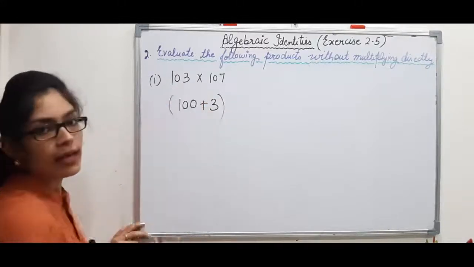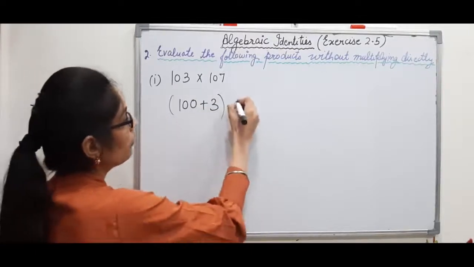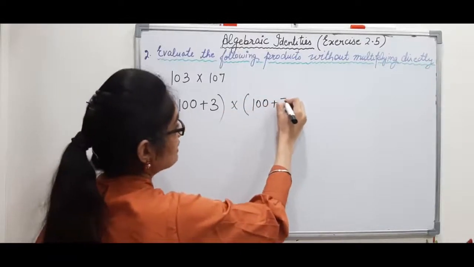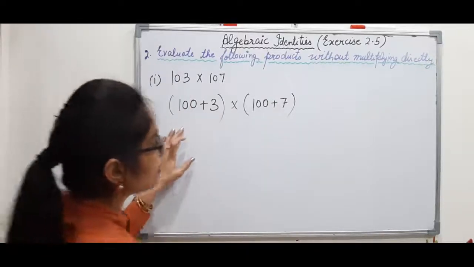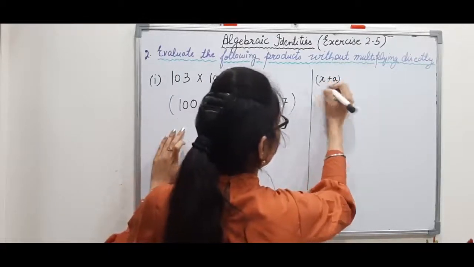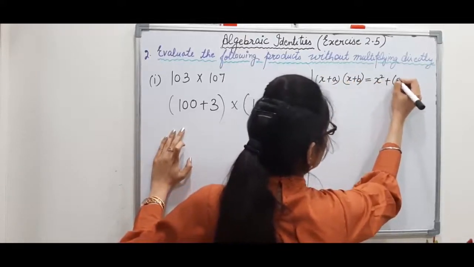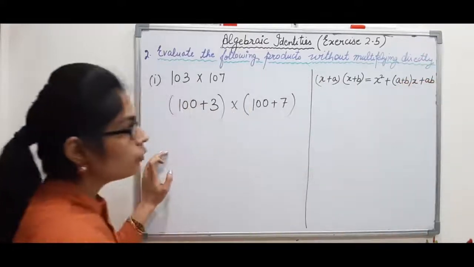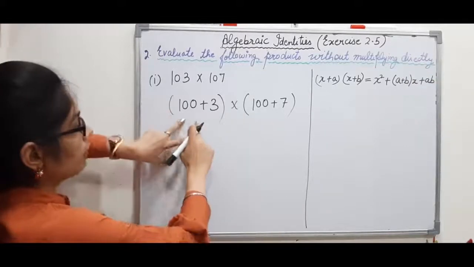Just we have changed the form. 103 we have written as 100 plus 3 into 107. So this we can write as 100 plus 7. Now if you observe this expression, you can see we got this identity: x plus a, x plus b, which is equal to x square plus a plus b into x plus ab. You just have to recognize x, a and b.